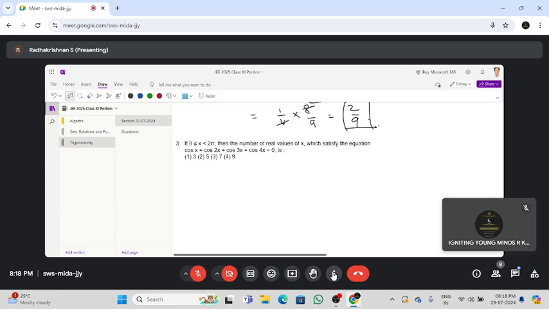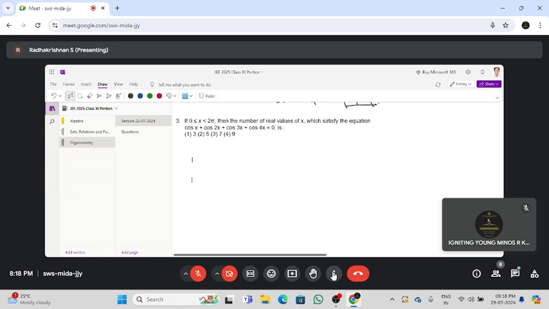Cos A plus cos B formula. Yeah, cos A plus cos B is what? Formula for what? Cos A plus cos B is... I'll write the formula. It comes from cos of A plus B.